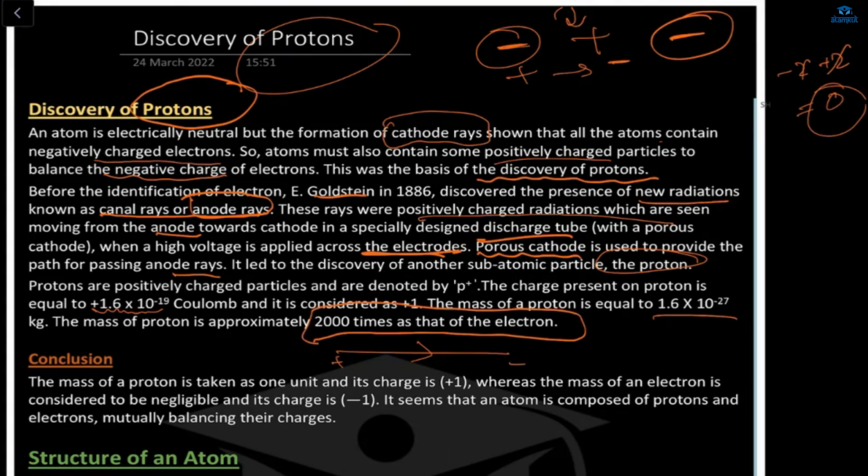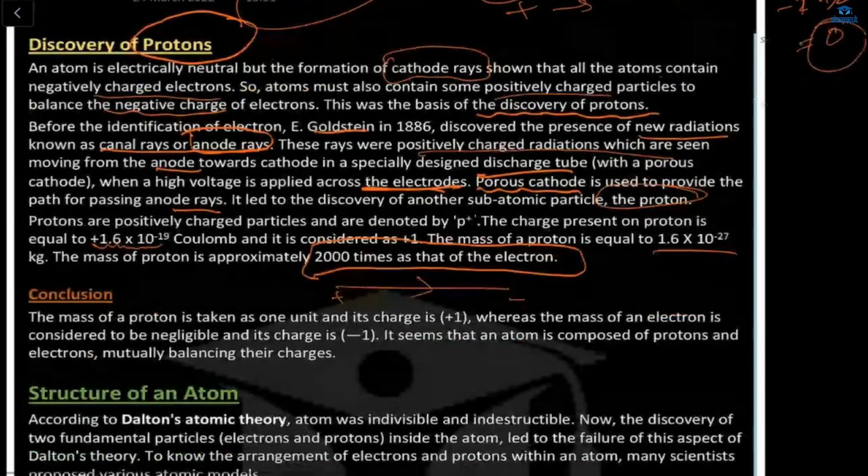Got it? So what is the conclusion? The conclusion is the mass of proton is taken as 1 unit and its charge is plus 1, whereas the mass of electron is negligible and its charge is -1. So it seems that an atom is composed of protons and electrons. Now they are balanced. Correct? Got it? Any doubt here? No, ma'am.